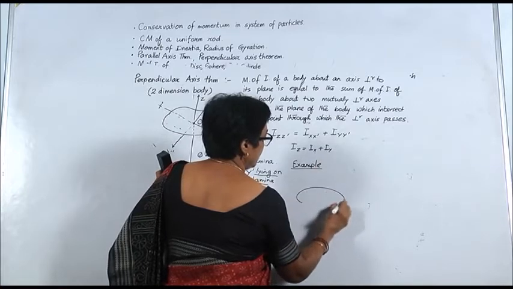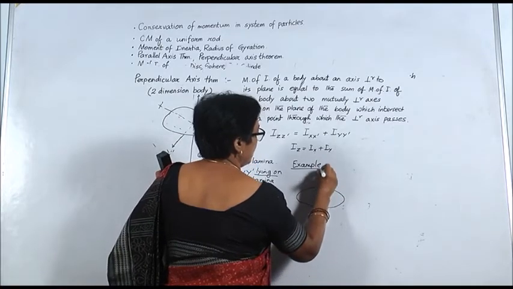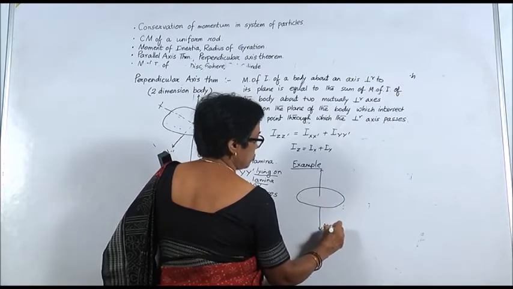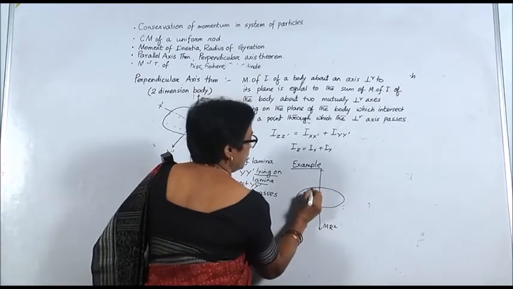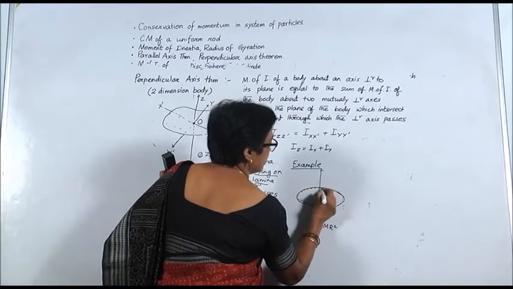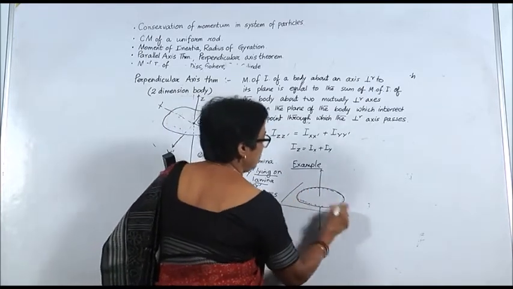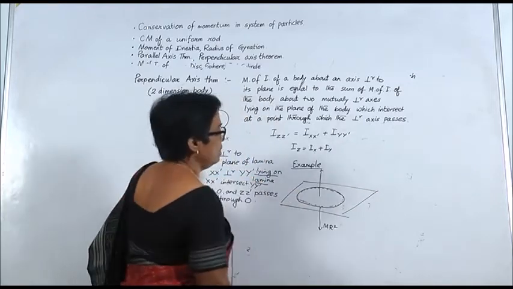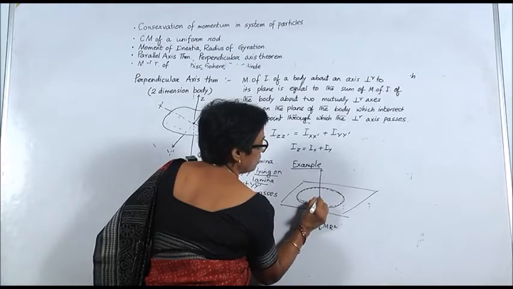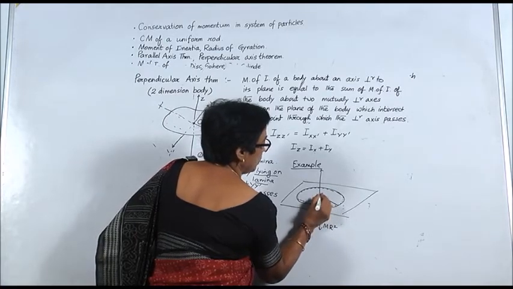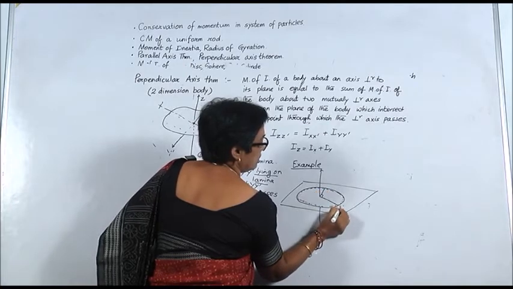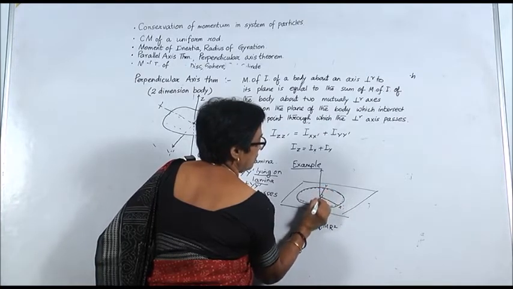In the case of the ring, the moment of inertia about an axis perpendicular to its plane, I have said, is mr square. The ring can be thought to be lying on a plane. On this plane, I will choose any two axes, that means I will choose this line and a line perpendicular to it, and I call them my axes. Then this is x, let us say this is my y.